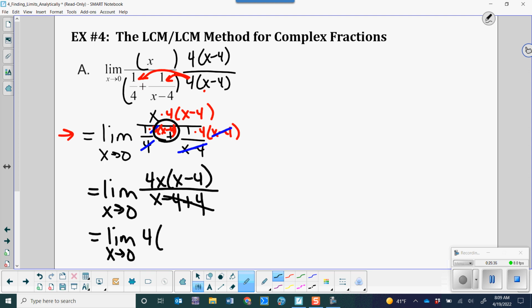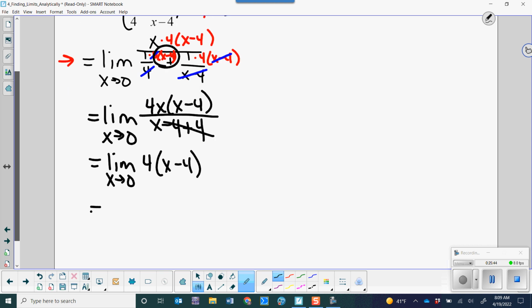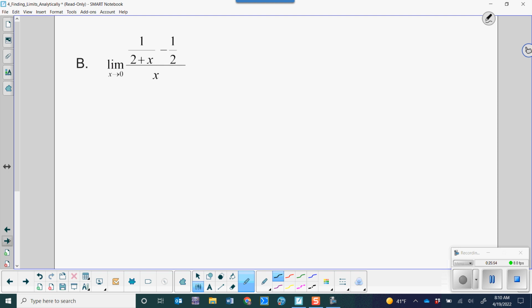So you'll have 4 times x minus 4 is all that's going to be left here, which makes life much easier. And again, don't distribute because it's easier to plug in here. 0 minus 4 is negative 4 times 4. We get negative 16. So that's just the way that we can handle that. So let's do that one more time.